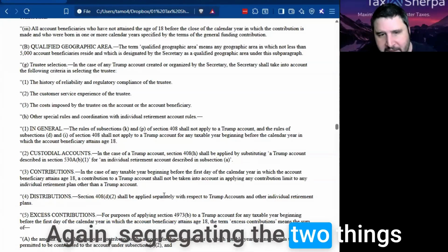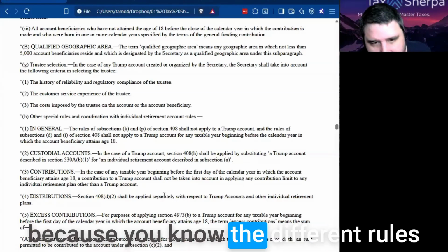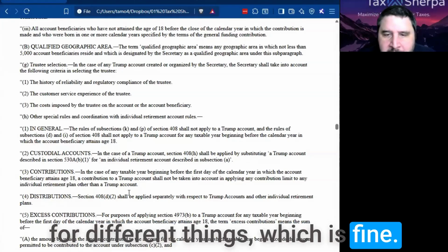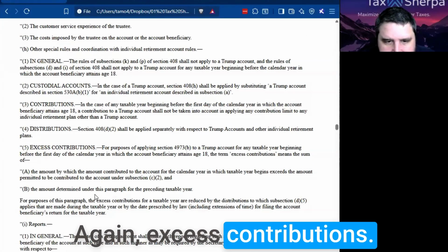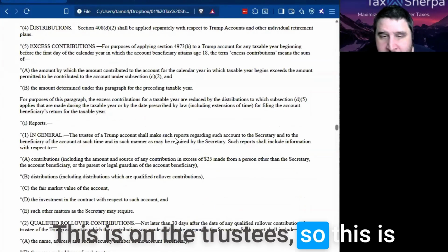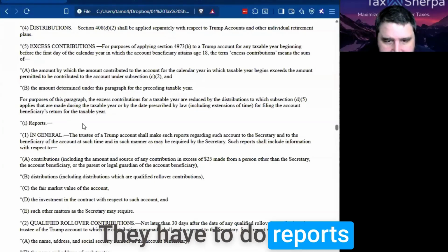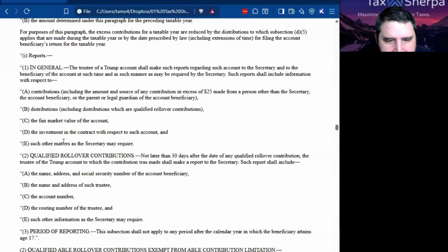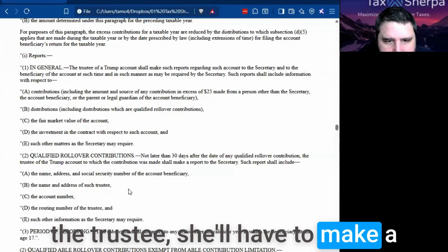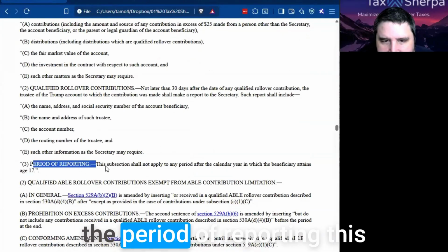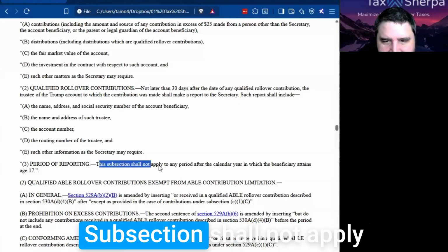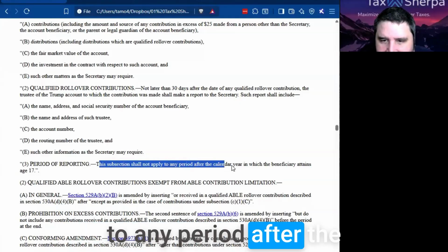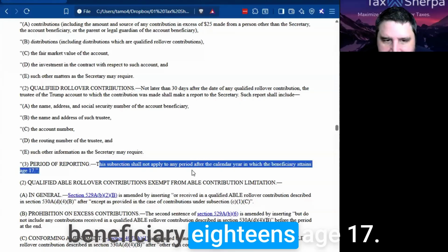Again, segregating the two things because different rules for different things, which is fine. Again, excess contributions. This is on the trustees. So this could be the brokerage houses. They have to do reports and all that kind of stuff. Same kind of thing that we typically see. The trustee shall have to make a report about rollover contributions. The period of reporting, this I thought was interesting. Subsection shall not apply to any period after the calendar year in which the beneficiary attains age 17.